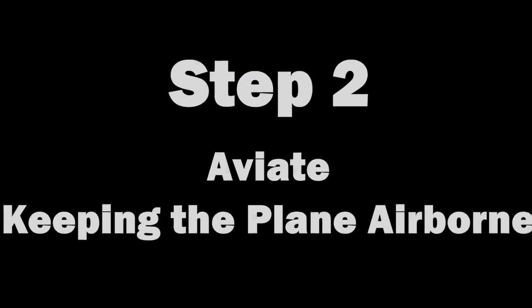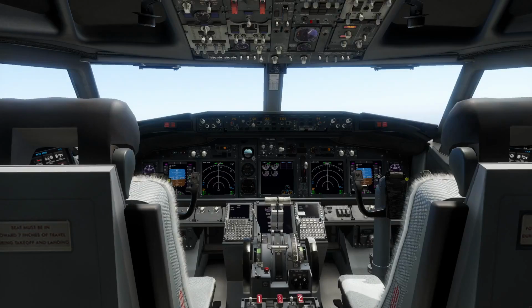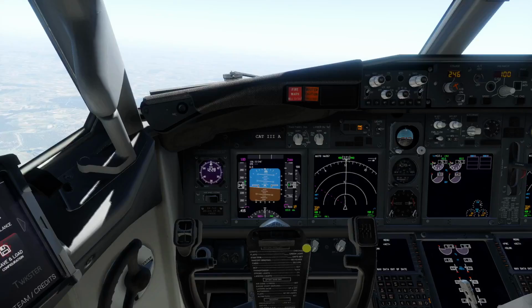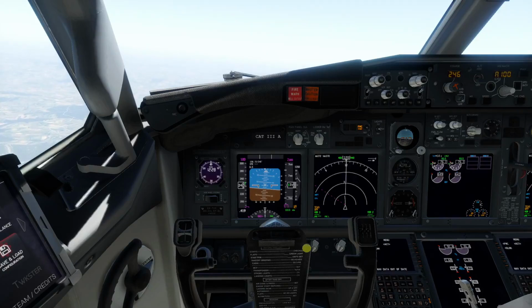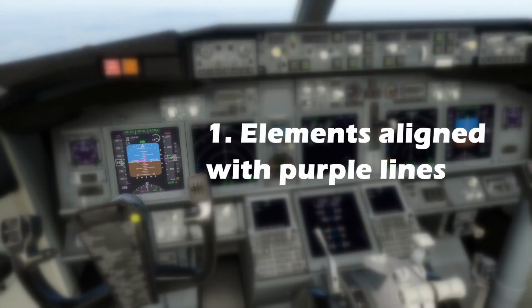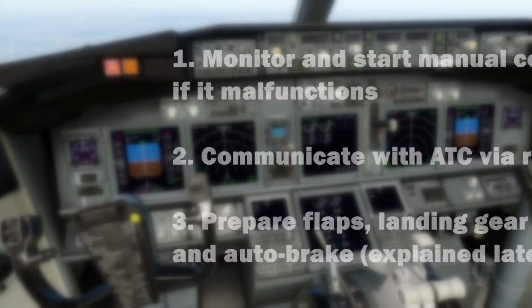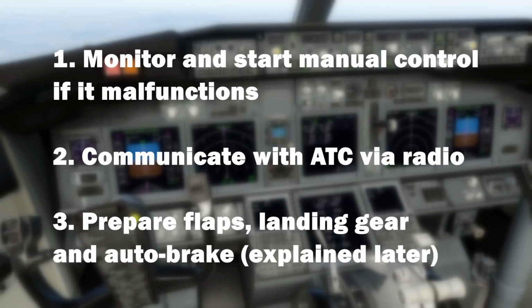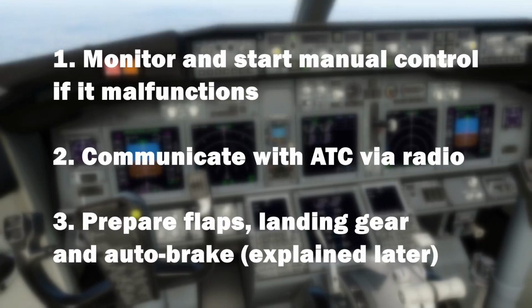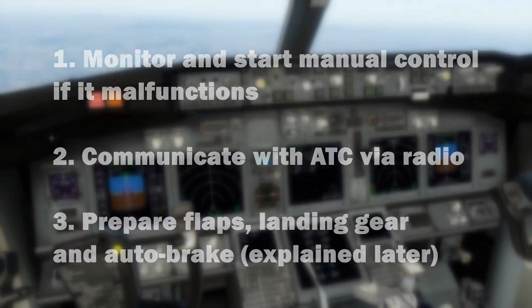Step 2. Aviate, keeping the plane airborne. Welcome to the cockpit. Take a seat. If the autopilot is active, do not disengage it by pressing any unfamiliar buttons. You can verify its proper engagement by checking the display. Look for elements aligned with purple lines and green lights on the autopilot buttons. Monitor the autopilot and take manual control if it malfunctions. Communicate with ATC via radio. Prepare the flaps, landing gear, and auto brake, which will be explained later.